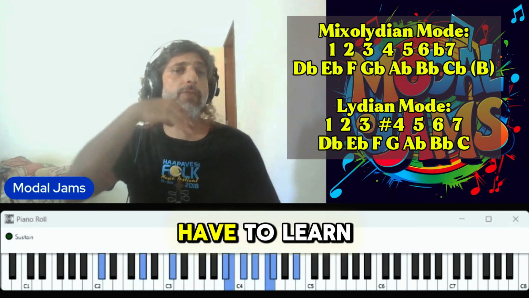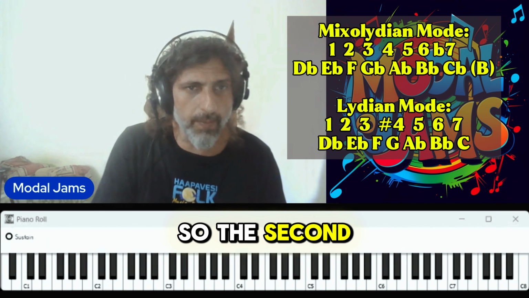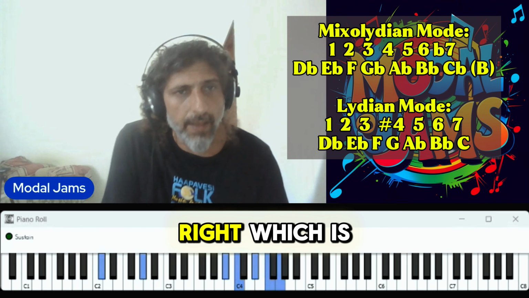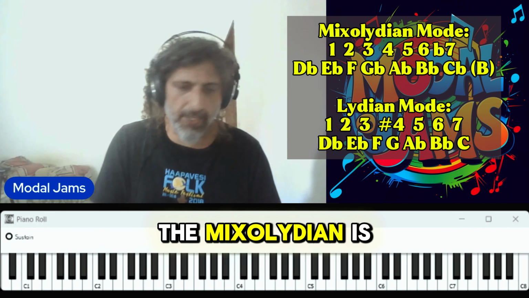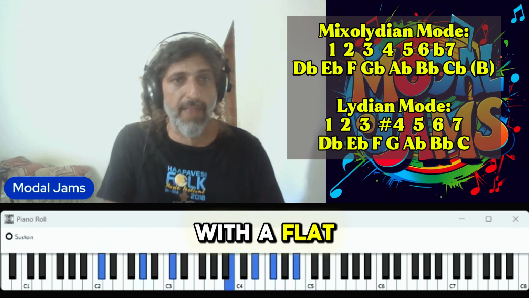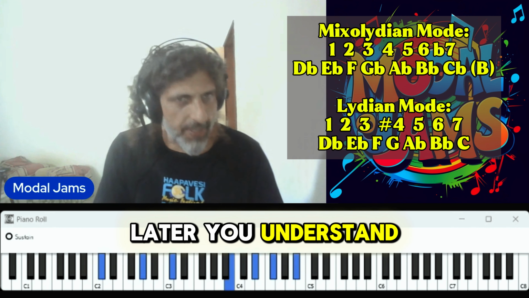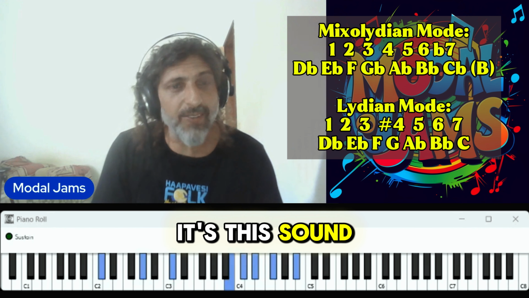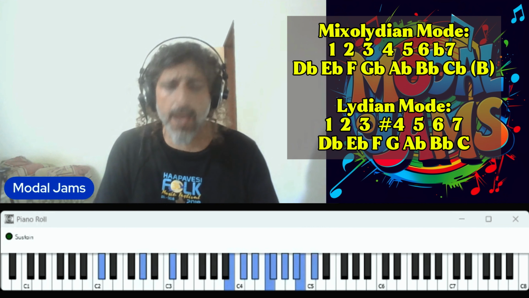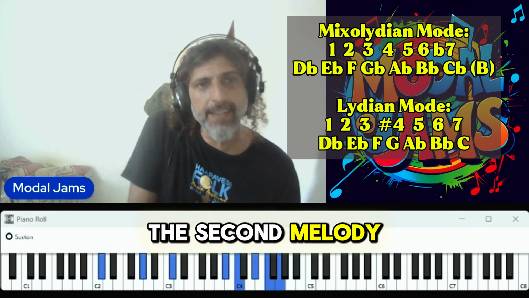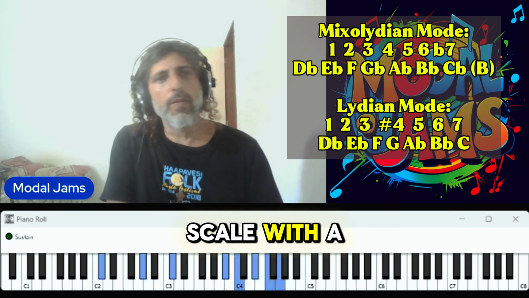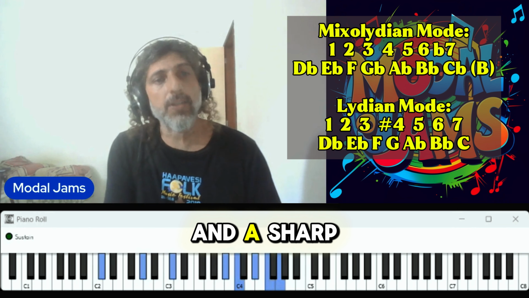Right? So you have to learn to sing this note. So the second mode will be the D flat Lydian, right? Which is the first mode, the Mixolydian, is a major scale with a flat 7. Later you understand this, you know. But it's this sound. And then the second, the Lydian, is a major scale with a major 7 and a sharp 11.